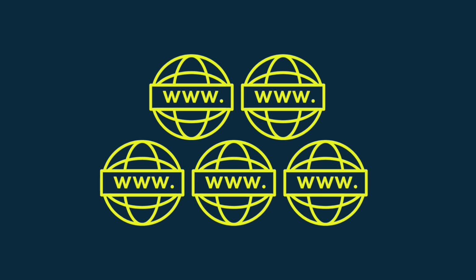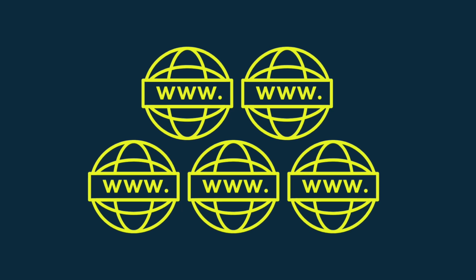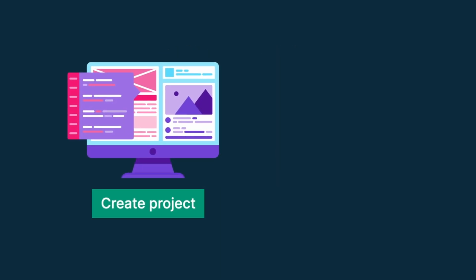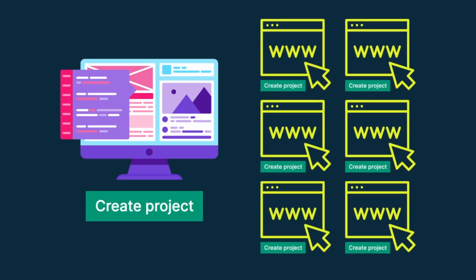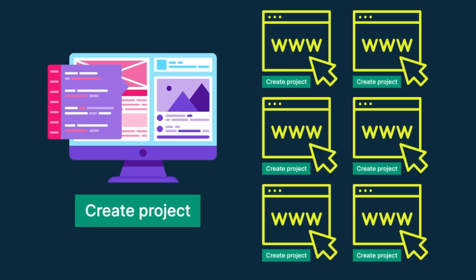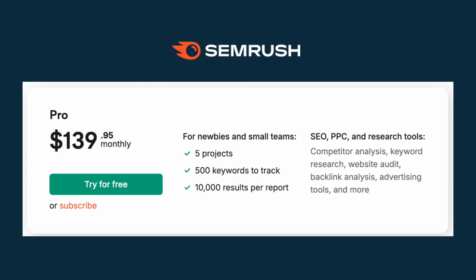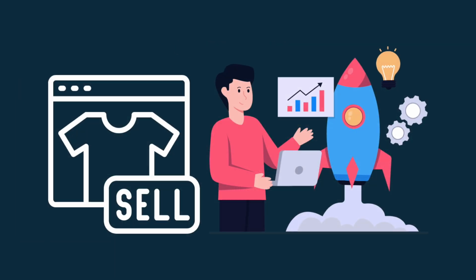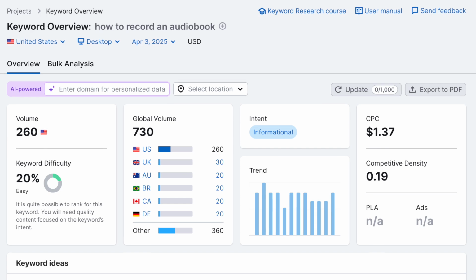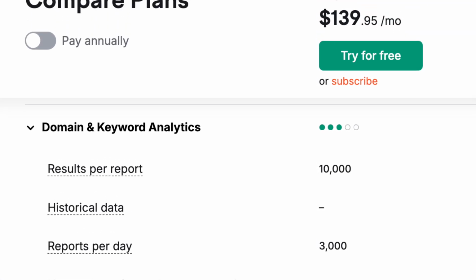Now, this 5 project limit won't be a showstopper if you only intend to use Semrush with a couple of domains. But if, for example, you want to assign a project to your own website plus several competitor websites, being on the Pro plan may prove challenging. So is Semrush Pro right for you? Semrush Pro is the best plan for users who are setting up a new business or just starting out in SEO. It gives you a good range of keyword research tools and very generous reporting limits at a competitive price.